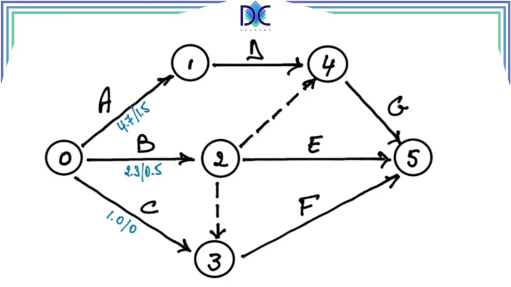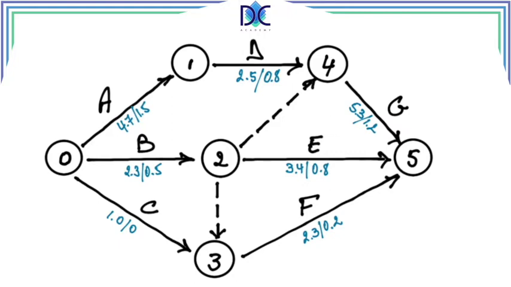Now we have A, B, and C. Let's have a look at D, which has a duration of 2.5 and a standard deviation of 0.8. E, a duration of 3.4 and 0.8. F, a duration of 2.3 and 0.2, and G, a duration of 5.3 and a standard deviation of 1.2.